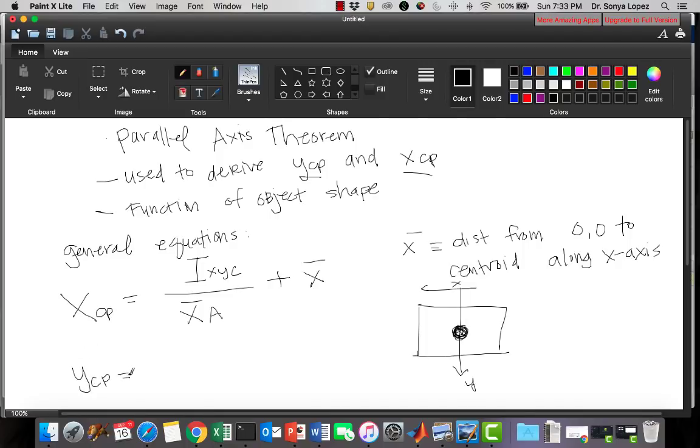YCP is equal to your I XC divided by your y bar A plus your y bar. Okay? I'm not skipping it. I'm going to go over it. But what are these? What are these things?